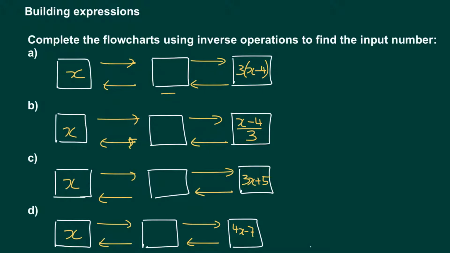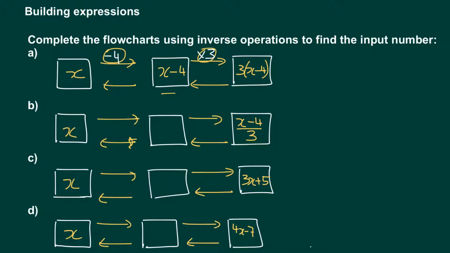It says x is the input number and 3 bracket x minus 4 is the output number. So first let's go forwards and fill in these gaps here to see what will give us 3 bracket x minus 4 at the end. So the very first operation, as we know, is to do with the brackets. So let's solve the brackets first. So the very first thing we have to do is minus 4, which will give us x minus 4 in that middle box there. Then the final step that we have to do is obviously multiply by 3, which will give us that 3 at the end there, which basically multiplies the entire bracket by the number 3.